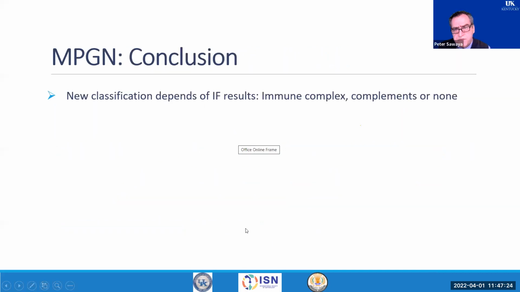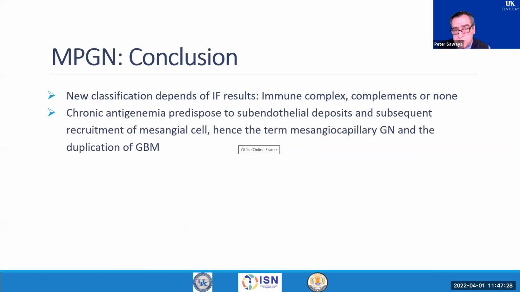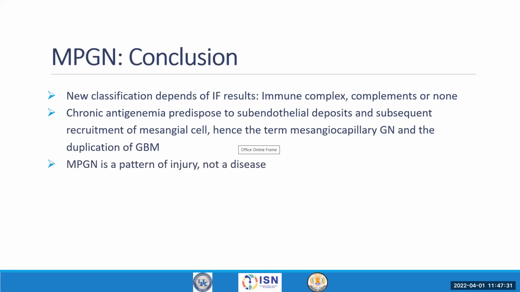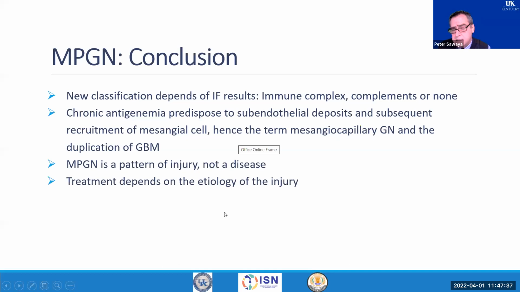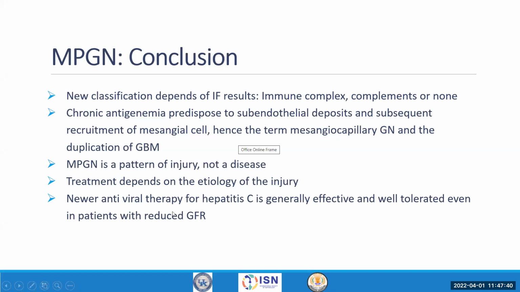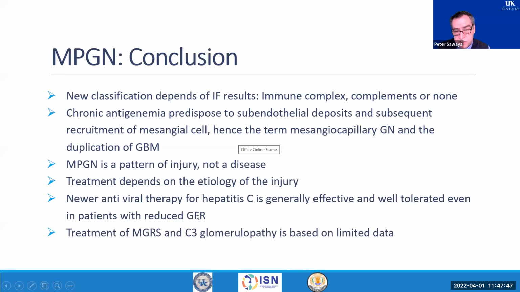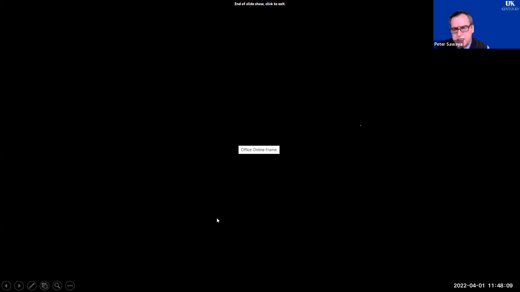So my conclusion: the new classification helps us in the treatment. Chronic antigenemia predisposes to the type of injury. MPGN is an injury and not a disease. Treatment, of course, is vastly dependent on the multitude of causes. The newer antivirals for Hep C are very effective, well tolerated, and do not need to be adjusted for GFR. And for MGRS treatment and C3, our knowledge in treatment is really very limited, as I think Dr. Subh mentioned in FSGS, how limited the data is, there's no trial, there's nothing like that.